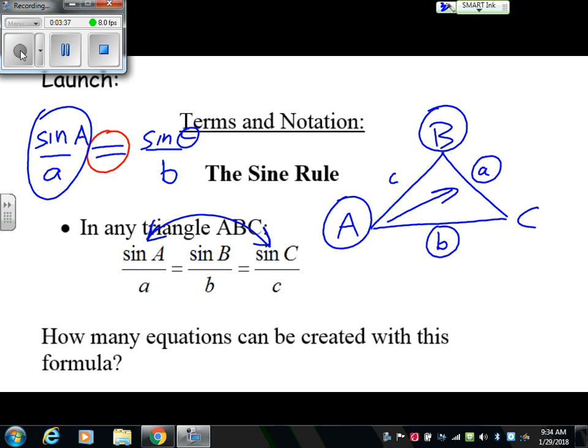So to answer this question that we have, how many equations can be created with this formula? 3, right? We can do the A's equal to the B's, the B's equal to the C's, or the C's equal to the A's.